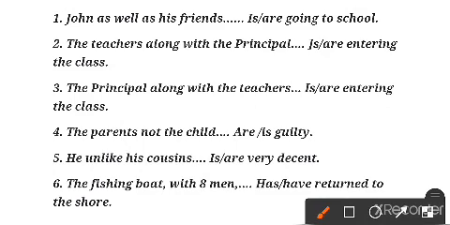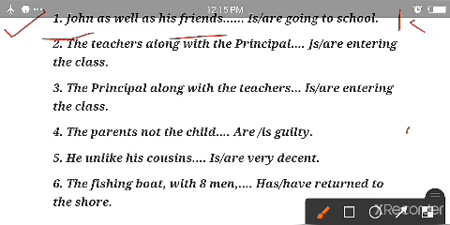John as well as his friends. Okay, his friends. John is one subject and his friends are another subject. So I told in this rule that according to our first subject we have to keep our verb. So John is a singular subject and here the answer will be is.